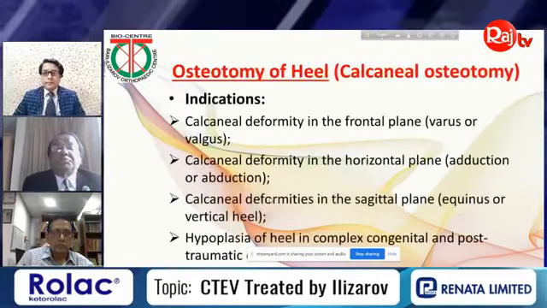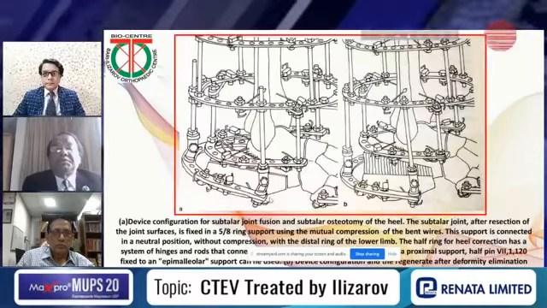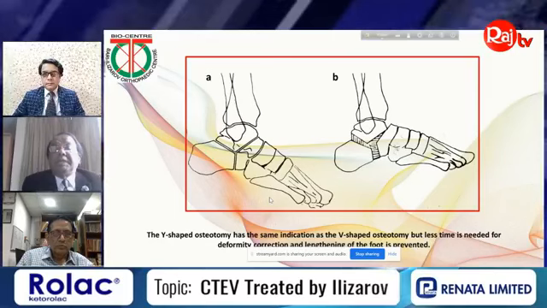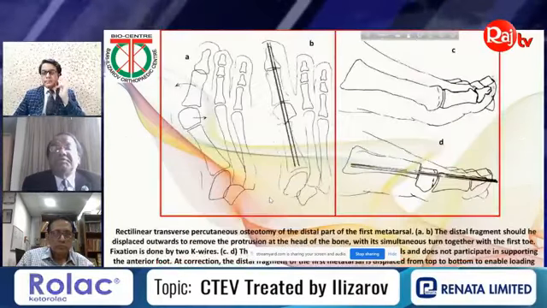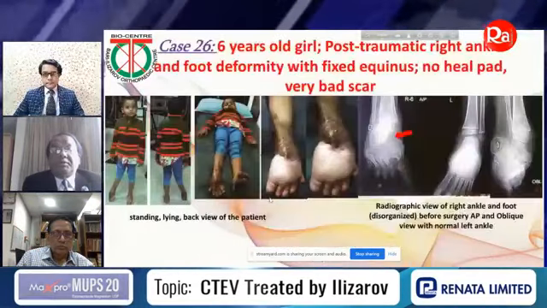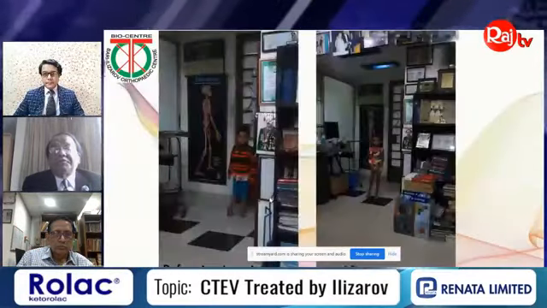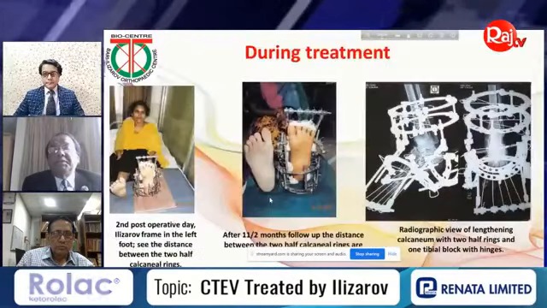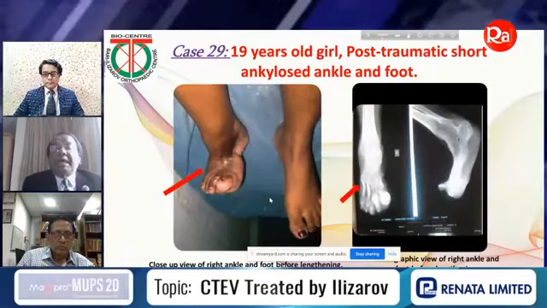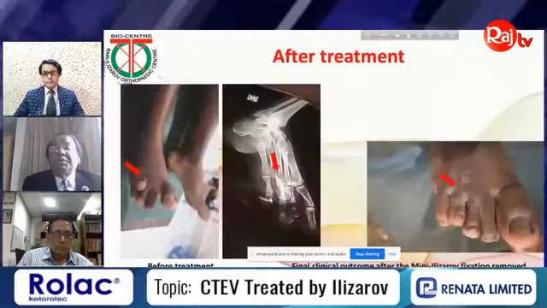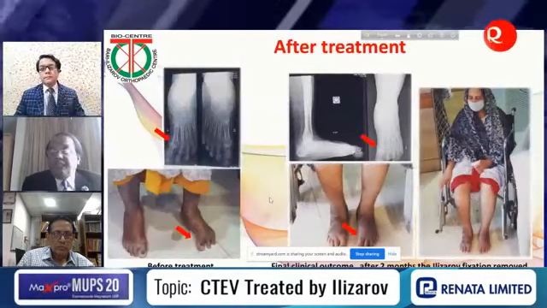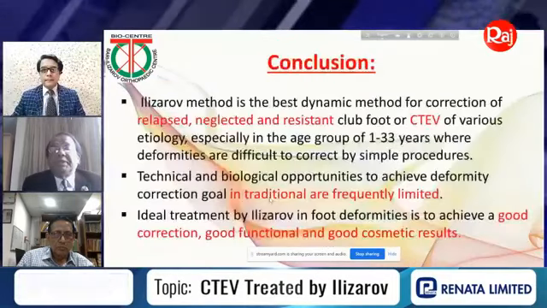Okay, so this was today for CTEV, and it is not possible to show you everything in one lecture. So CTEV is a very big chapter. Regarding the foot osteotomies, I'll talk later on. And dear friends, I'd like to say, regarding this CTEV, you can correct fantastically if you know the basic principles and basic ideas of CTEV. You can correct everything, three-dimensional deformities in CTEV, you can correct.